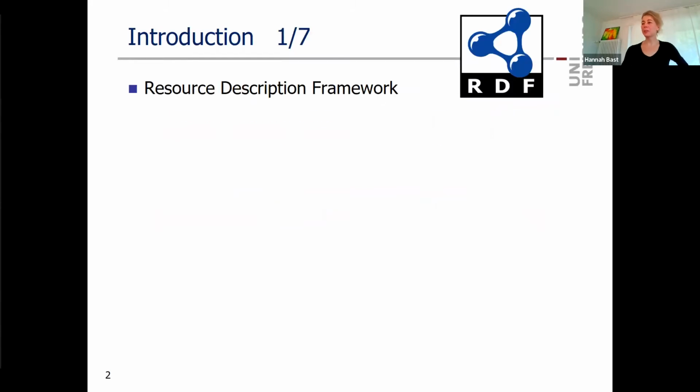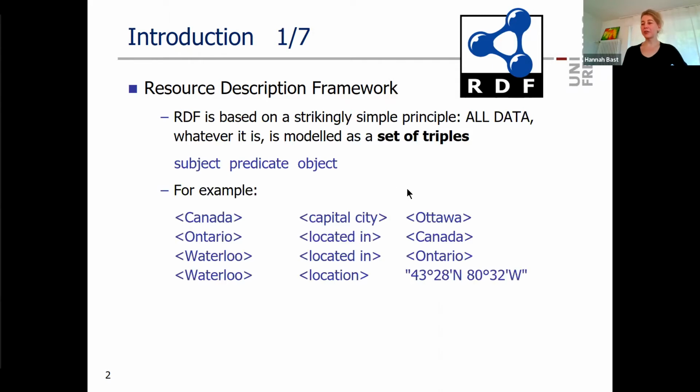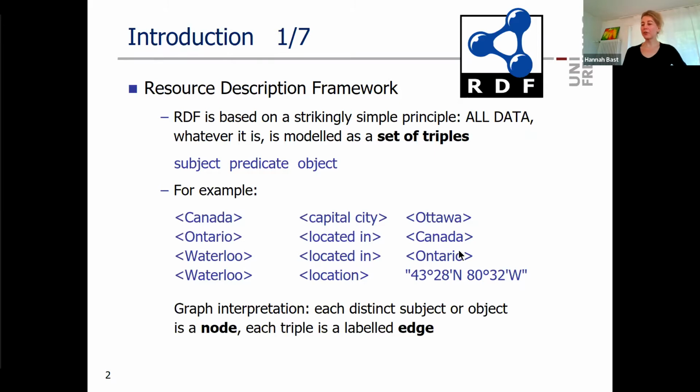Let me talk a bit about RDF and SPARQL first. RDF is based on a strikingly simple principle. All data, whatever it is, is modeled as triples. Think of it as simple sentences. So here's an example of a few very simple triples. Canada, the capital city is Ottawa. Ontario is located in Canada. Waterloo is located in Ontario. You can also have strings, but only on the right side. There's even some type system.